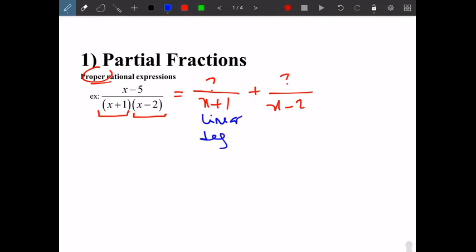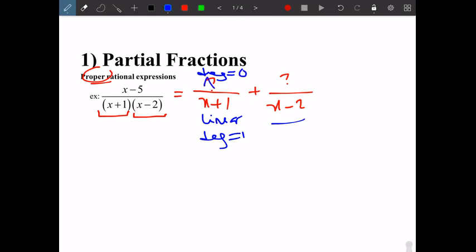Okay, so over here, x plus 1 is linear. It has a degree equal to 1. Similarly for x minus 2. So since these two partial fractions are proper, then the numerator must have a degree smaller than the degree of the denominator. Then the numerator must have a degree strictly smaller than 1. Now degrees are natural numbers, so strictly smaller than 1, that leaves us with a degree equal to 0. And polynomials with degree equal to 0 are in fact constants.